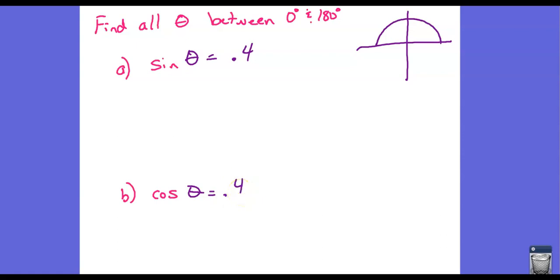All right, so find all theta between 0 and 180 degrees. If we take the inverse sine of both sides, we're going to end up getting theta is approximately 23.6 degrees. Obviously, make sure you're in degree mode.